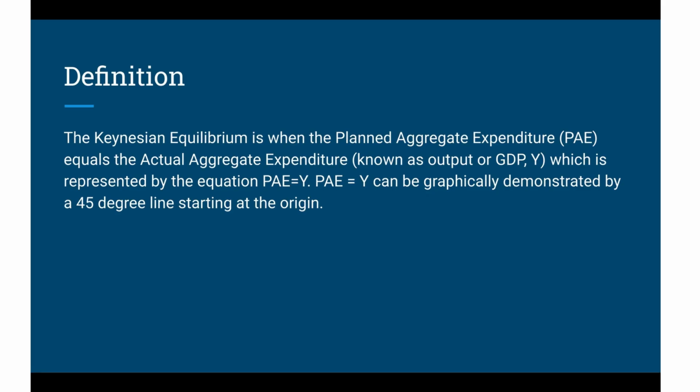Equilibrium is when the planned aggregate expenditure, PAE, equals the actual aggregate expenditure, also known as output or GDP. This is represented by the equation PAE is equal to Y.